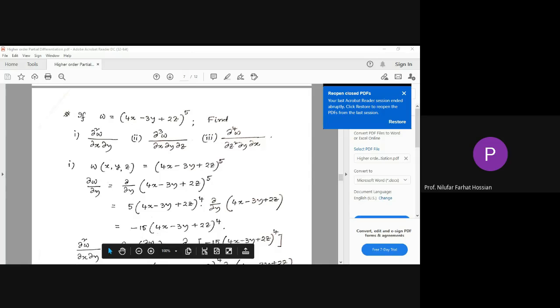And in the third one, it is of fourth order, at first with respect to x, then with respect to y, and then with respect to z twice. So I am showing you the second and third one. What is happening here? Just a minute.